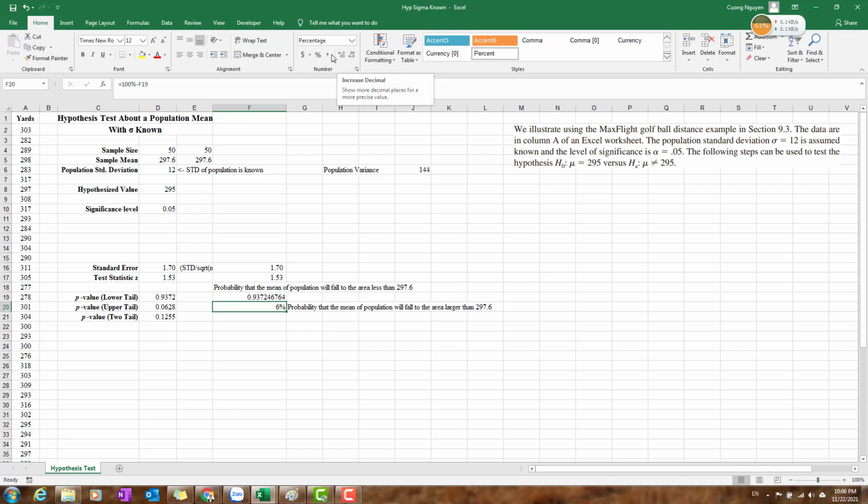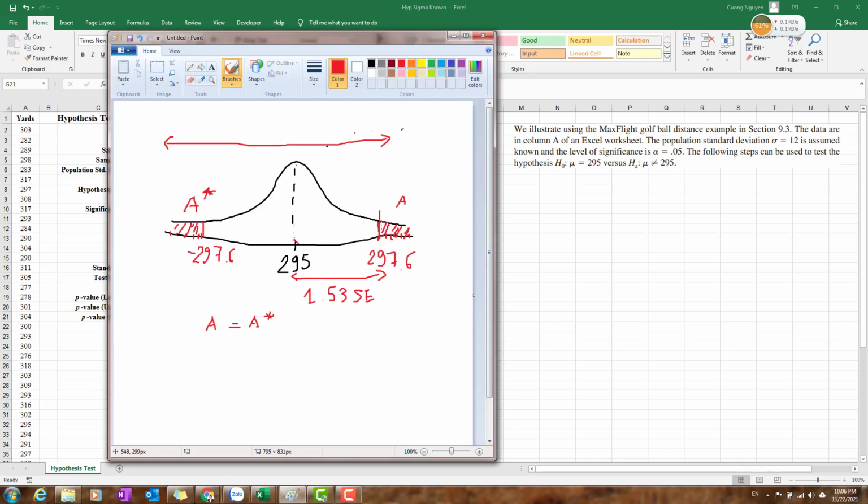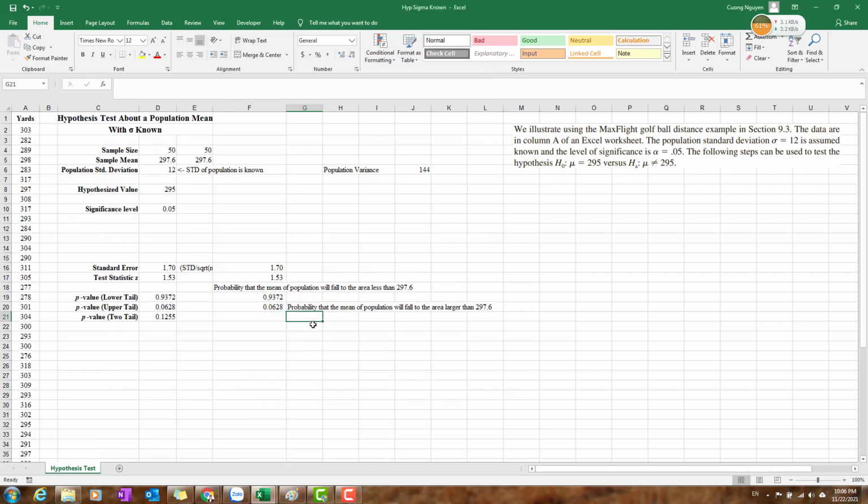Okay, to do that, you can also put it into the normal distribution function. Alright, and finally, we need the probability of the two sides, A and A star. So the probability of the two sides will equal 2 times the probability of one side only, and this will be the number. Okay, so this will be the p-value of two sides.